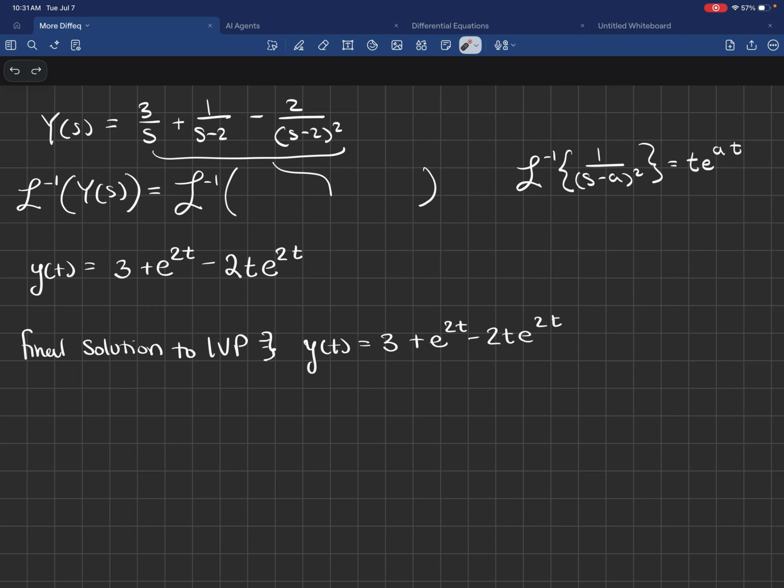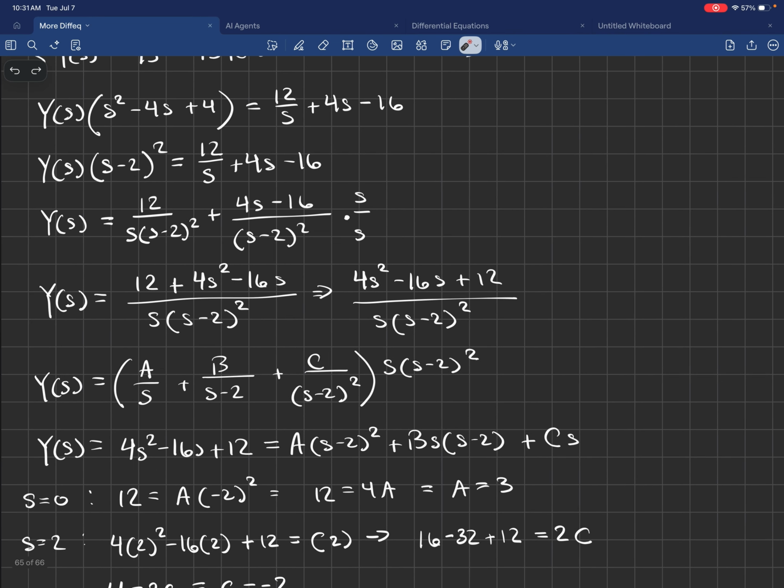Taking the inverse Laplace of everything was easier because of our formula sheet. This one was provided. Again, this formula would be provided to you, maybe not exactly like this, but it could be the other way around, where the Laplace of t e to the at equals 1 over (s minus a) squared. Either way, this is something that would be given to you on an exam. And from there, it's quite literally just plug and chug. Minus 2t e to the 2t is going to be your final solution to this IVP.